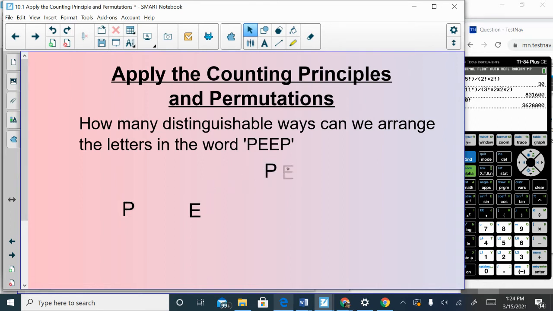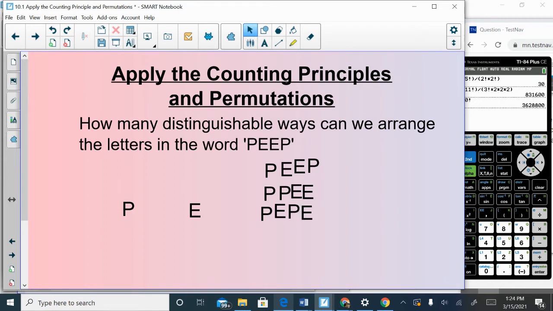I can just say, hey, PEEP is one of them, right? We have PEEP. We have PPEE, we have PEPE, PPEE, something like that. PEPE. You guys with me?